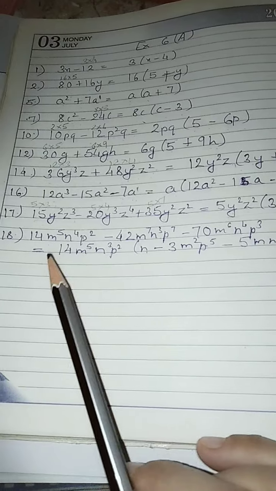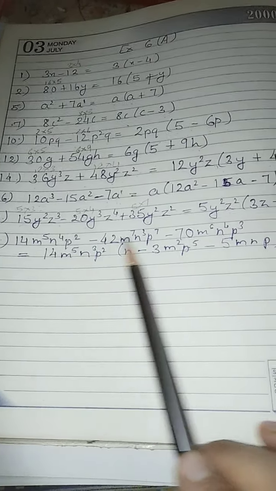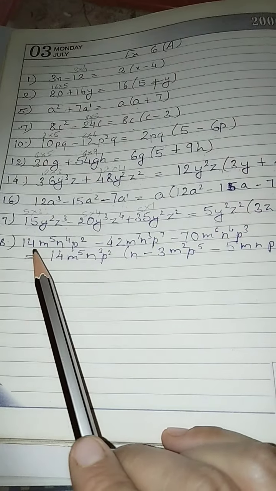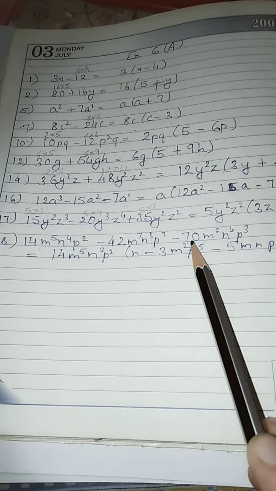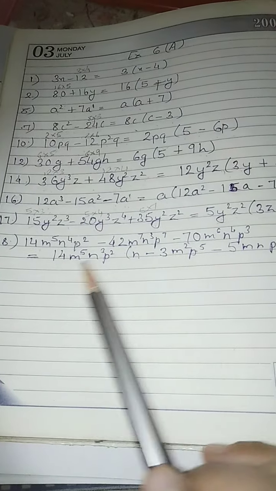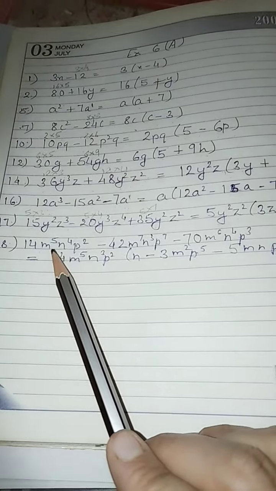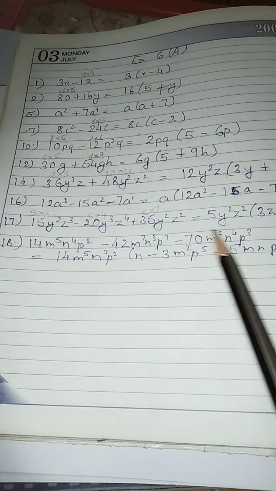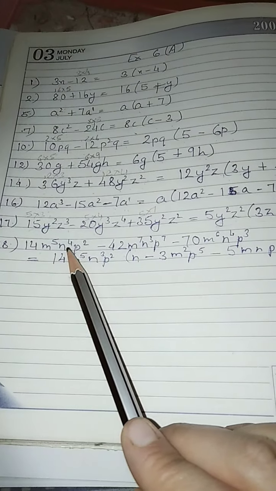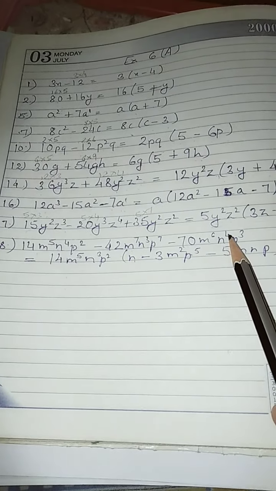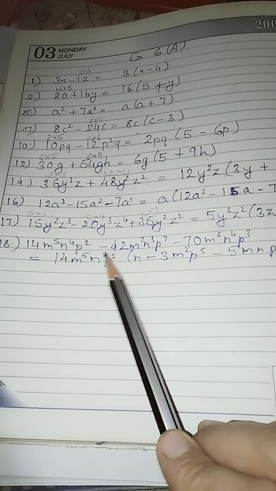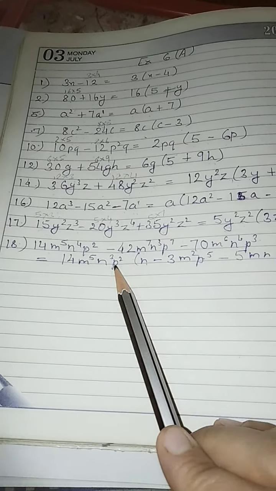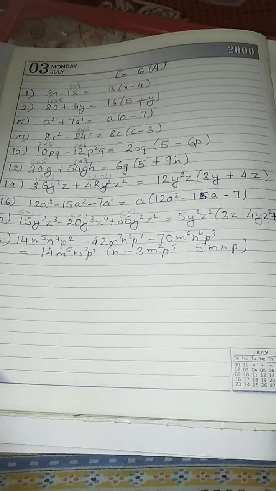Now the 18th one I have done. This is the expression, it's a big expression. So let us see what is common between 14, 42 and 70. All these three numbers are divisible by 14. And what is the smallest power of m? Here it is 5, 7, 6. So power 5 we will take common. For n we have 4, 3, 4, so we will take power 3 common. And for p you have 2, 7 and 3, so we will take power 2 common, and the rest of the things you will write here in the bracket.